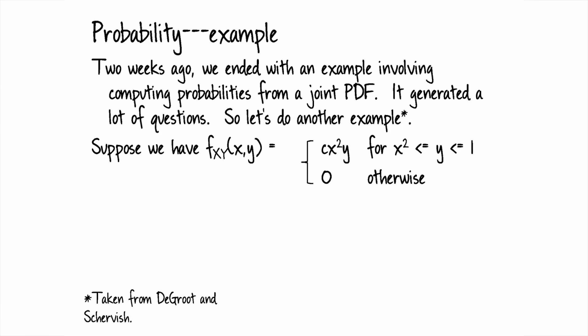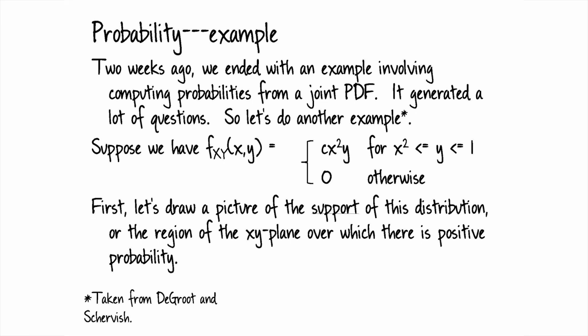It lets me draw some nice 3D pictures of what's going on, which I hope will help your intuition a little bit. Okay, so suppose we have a joint PDF, little f of x and y. And it's just equal to some constant times x squared y for these values of x and y, okay? And it's equal to 0 otherwise.